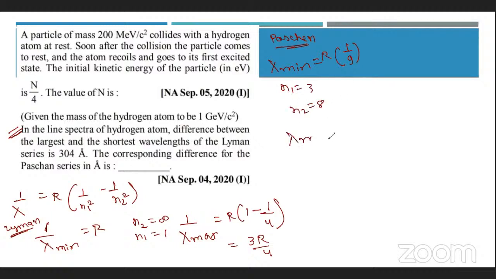Again, if I'm trying to find lambda maximum, it will be equal to R into (1 by 9 minus 1 by 16), because 3 to 4. So this will give me the answer in terms of 7R by 144, which is 6338.4.